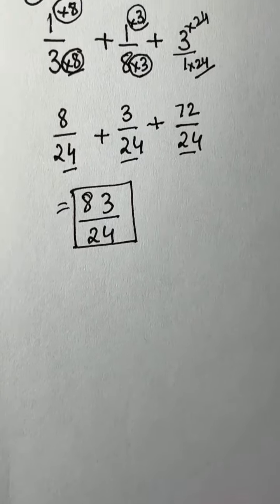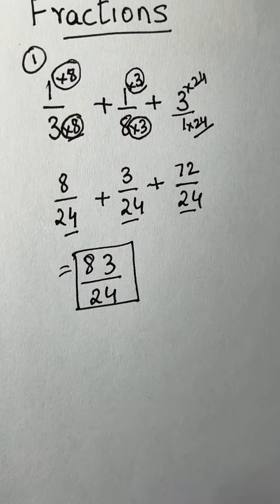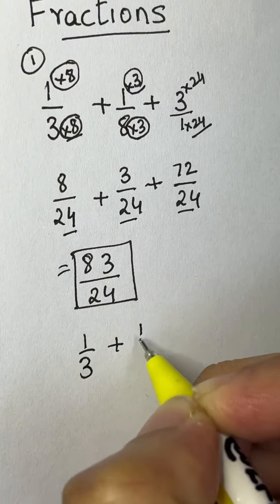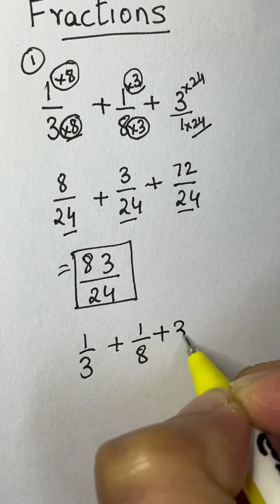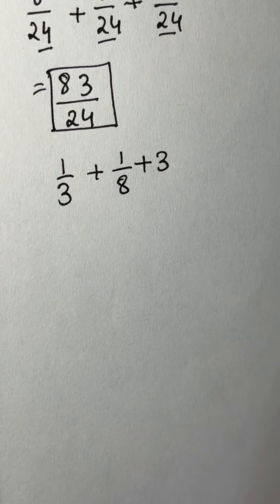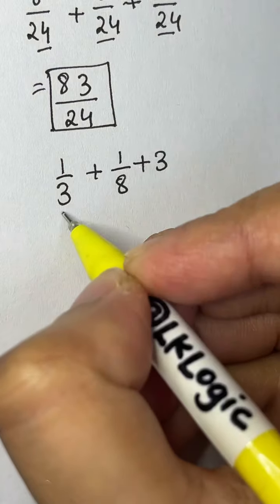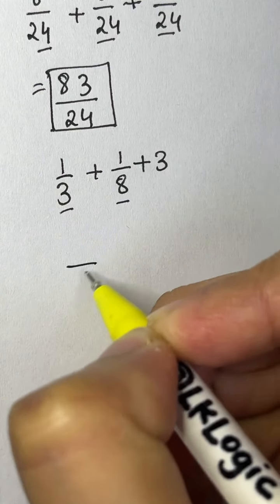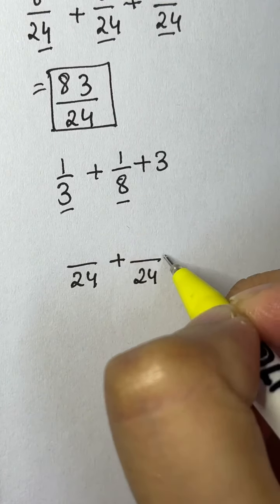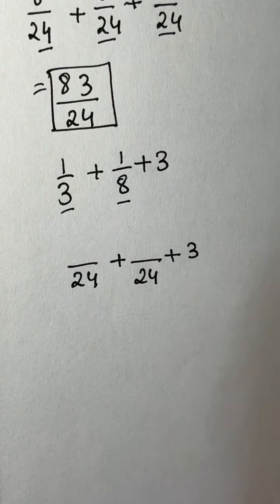Okay, the same question, I'm going to write it back down. That's 1/3 plus 1/8 plus 3. Now I'll show you the other way around. 1/3 plus 1/8 plus 3. So you can just take the LCM for this fraction and this fraction, like 24 plus, and for this one 24, and this 3 I'll keep as it is, no need to change.